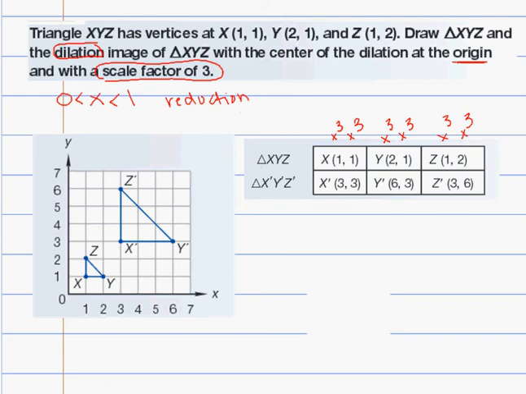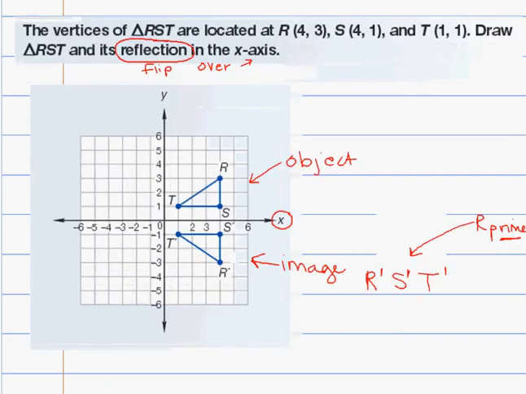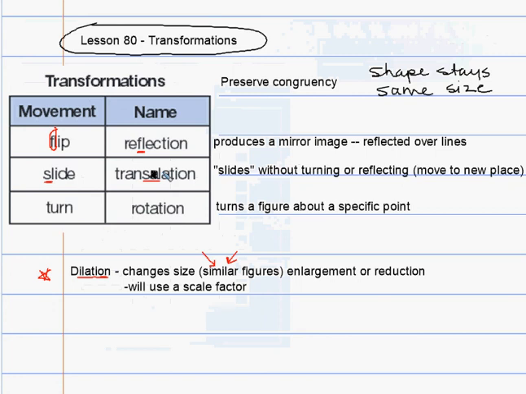Okay? That's all I have for you today. There are a lot of vocabulary terms for you to memorize: reflection, translation, rotation, dilation, but also how you perform those transformations. Okay?